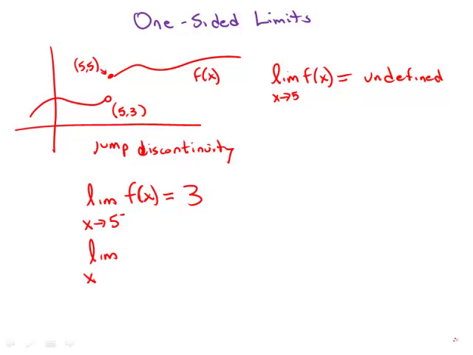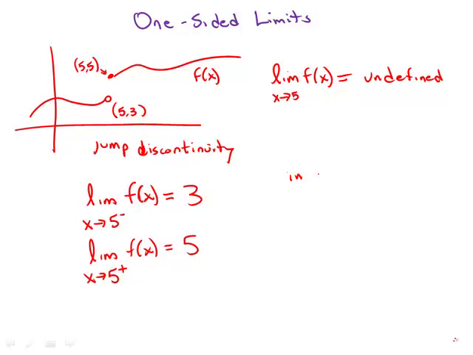The limit of f of x as x approaches 5 from the right, denoting that with a little plus sign, is going to equal 5. And so the two one-sided limits are not equal.